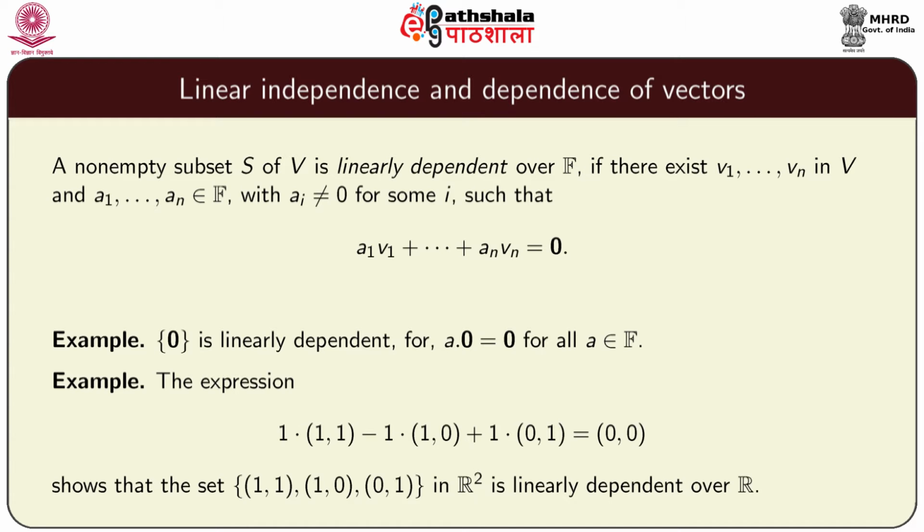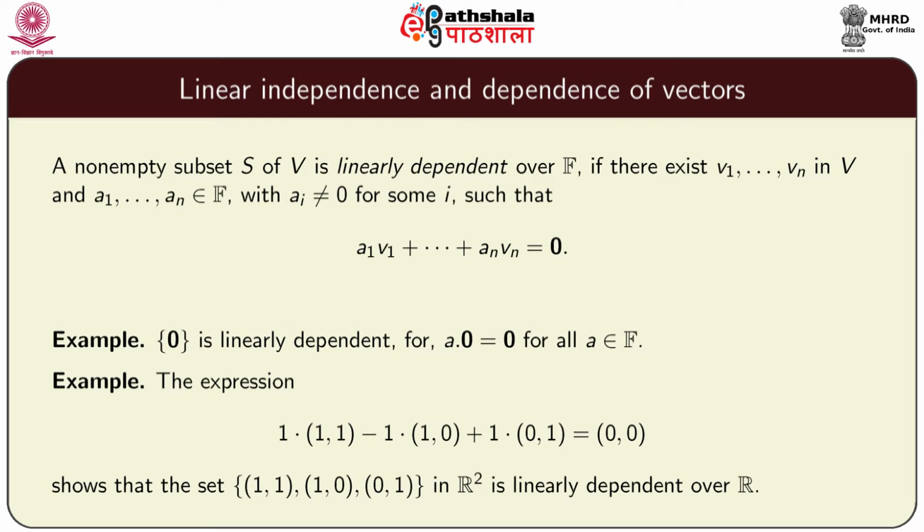Probably the simplest example would be just the singleton of the 0 vector, which is linearly dependent, because if you take any A from the field F, then A dot the 0 vector is the 0 vector. Therefore, we surely have a non-trivial linear combination which gives rise to the 0 vector.